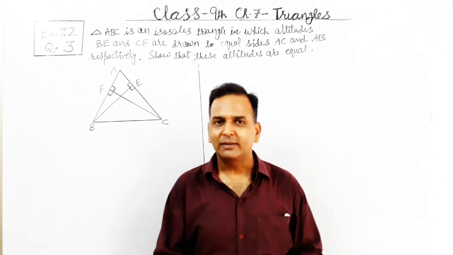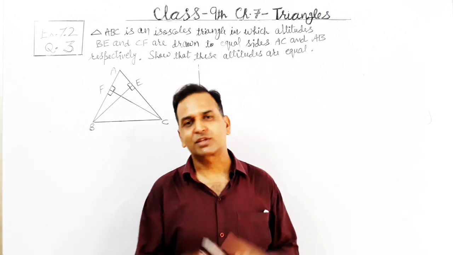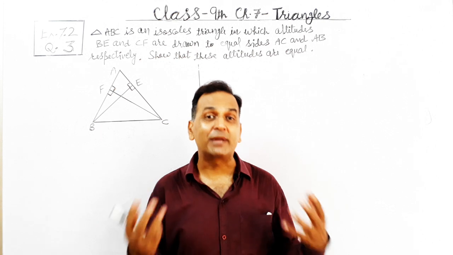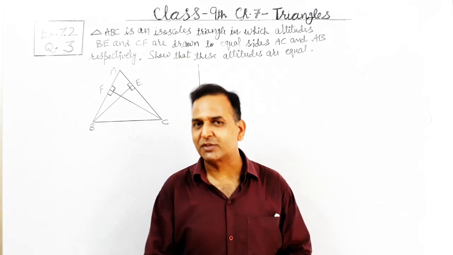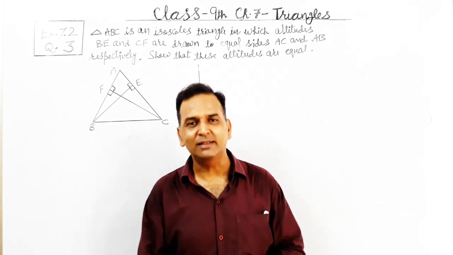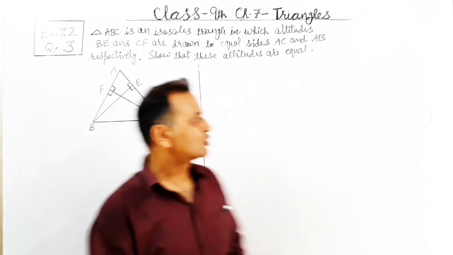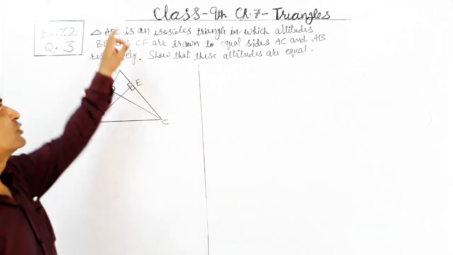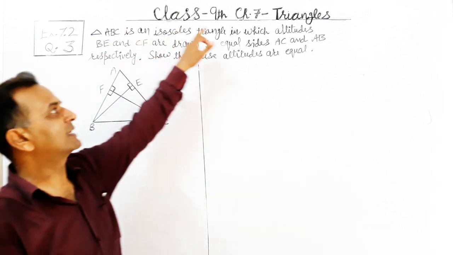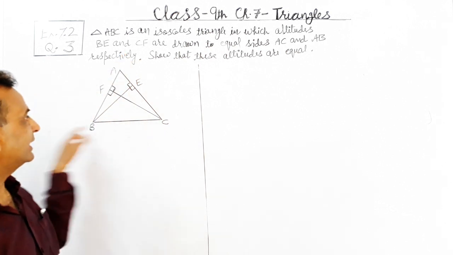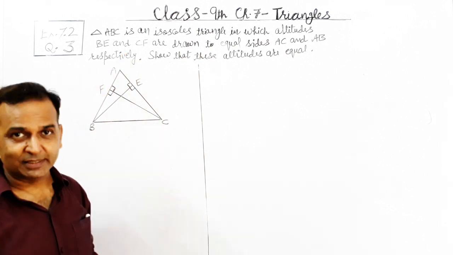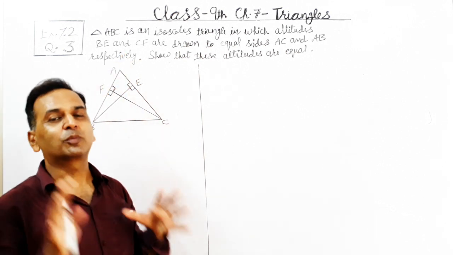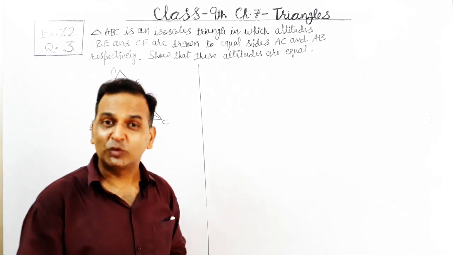Let us understand the meaning of the statement, what is given to us and what is to be obtained by us. Let us understand this first and then we will proceed to the solution. According to the statement, triangle ABC is an isosceles triangle. This is triangle ABC, which is isosceles. That means two sides of this triangle are equal to each other.